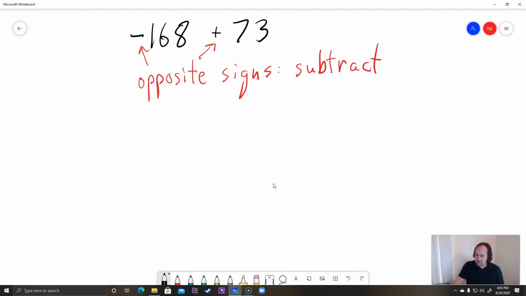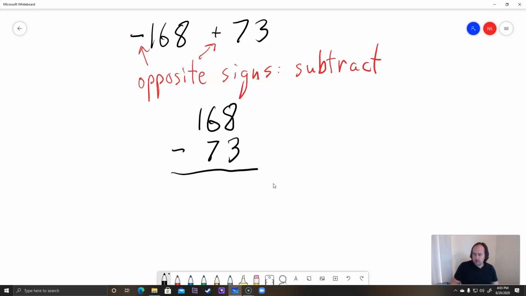So here we're going to see that the larger number is 168, and the smaller number is 73. So we're going to be doing 168 minus 73. But we want to keep the sign of whichever number has a larger absolute value, which here is the 168. So because the larger number is negative here, our answer is going to be negative. So we're going to have a negative answer here, and then we just subtract.